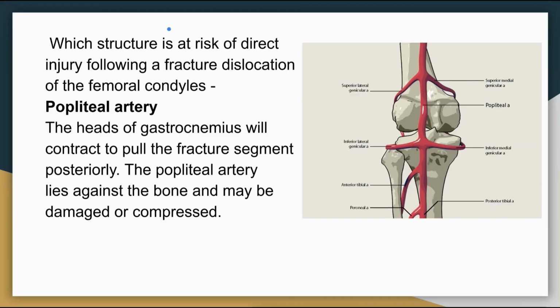So which structure is at risk of direct injury following a fracture dislocation of the femoral condyles? We know that on the posterior aspect of the femoral condyles, we have the popliteal artery, and it is one of the most likely structures to get injured in the fracture dislocation of the femoral condyles or even the posterior knee dislocation. The head of the gastrocnemius will contract to pull the fracture segment posteriorly, and the popliteal artery lies against the bone and can get damaged or compressed.